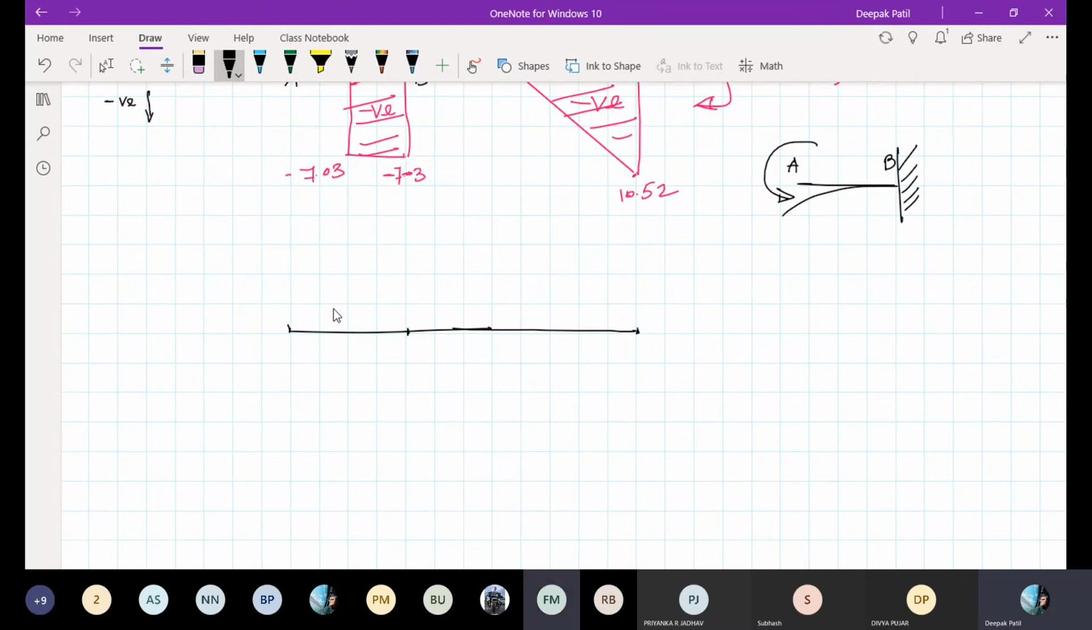Yes or no? Yes, sir. Okay, is it sagging or hogging? It is hogging. It is not sagging. Okay, once the beam bends like this, where is the compression phase?